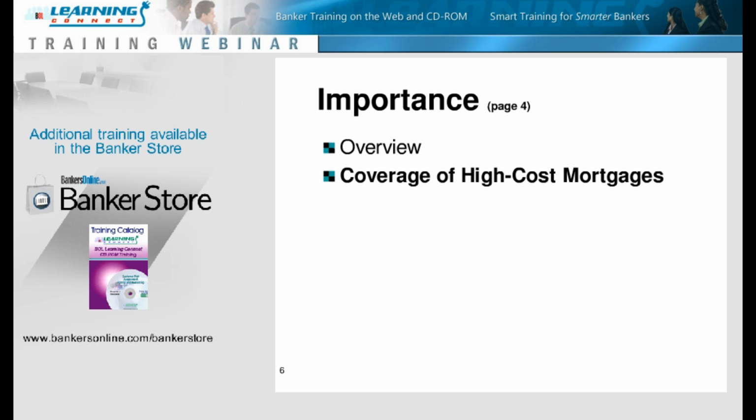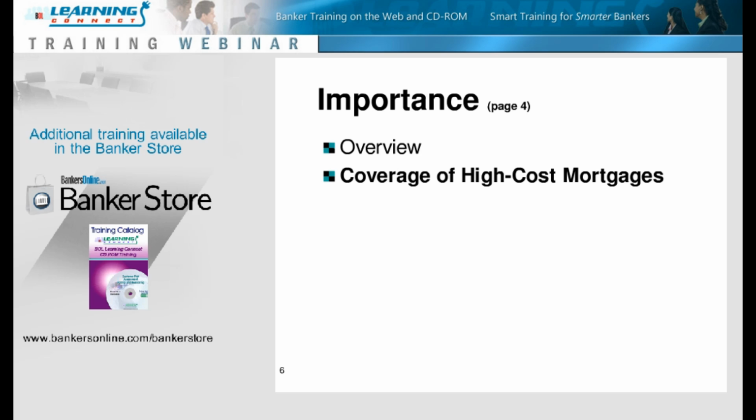If the transaction's total points and fees exceed 5% of the total loan amount for a transaction with a loan amount of $20,000 or more, or the lesser of 8% of the total loan amount or $1,000 for a transaction with a loan amount that's less than $20,000, then it triggers coverage. As with many of the other things that we're going to talk about, the amounts that we just talked about are adjusted annually for inflation.